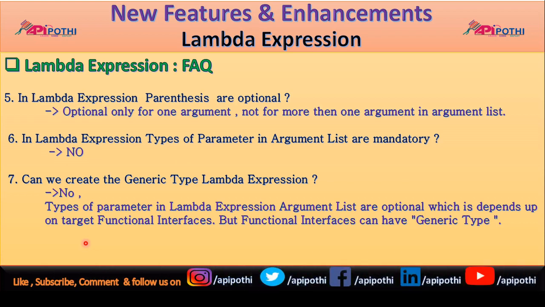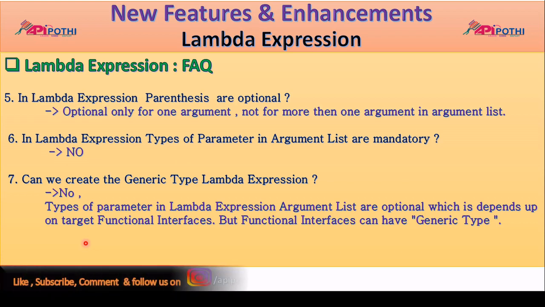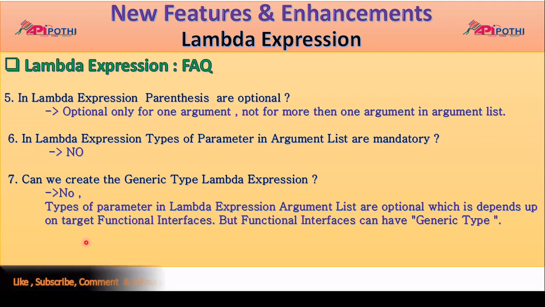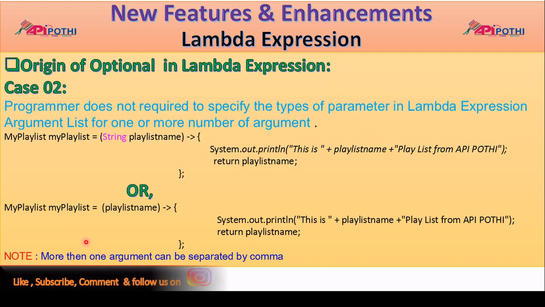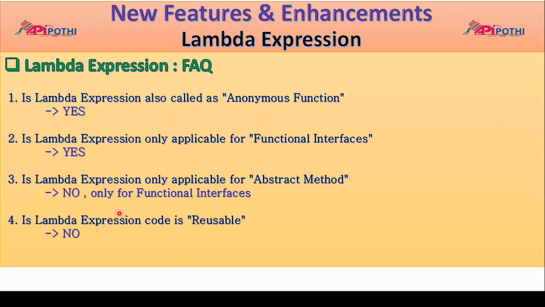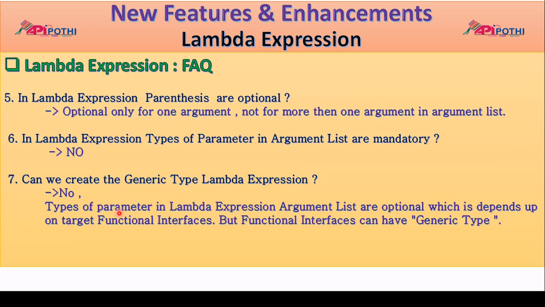In a lambda expression, are the types of parameters in the argument list mandatory? No. In case number 2, if you see here we have the type, but it is not mandatory. It is optional.